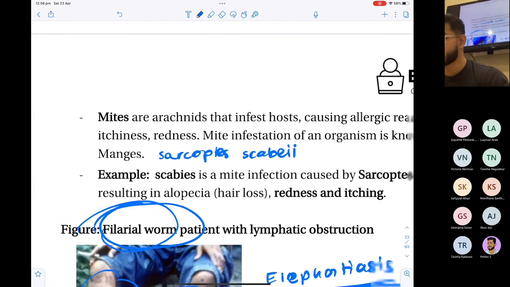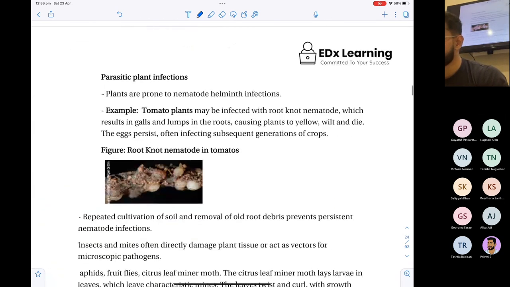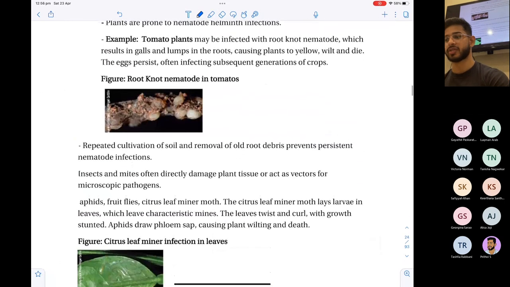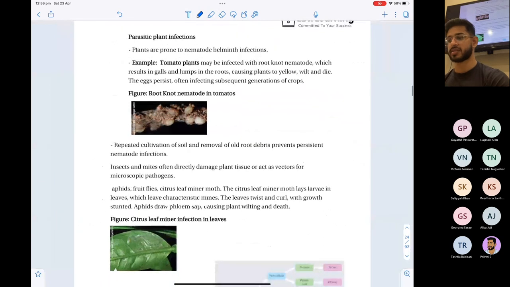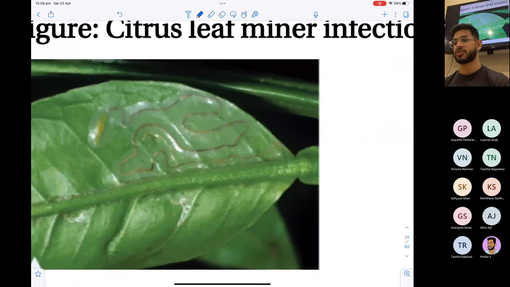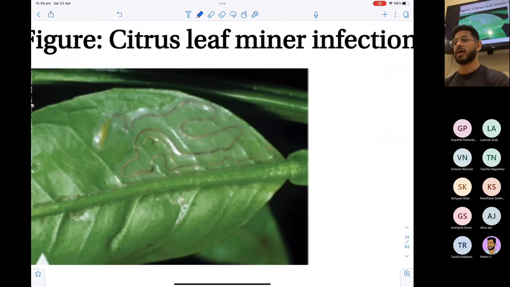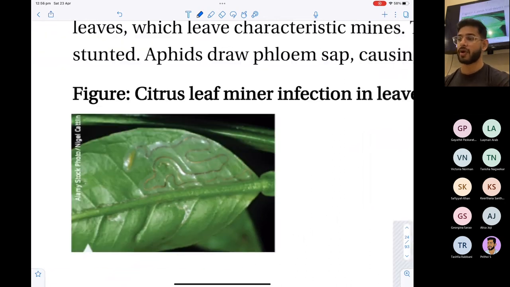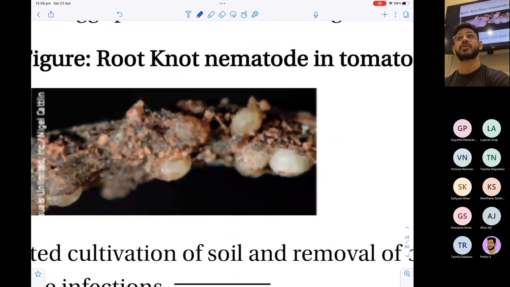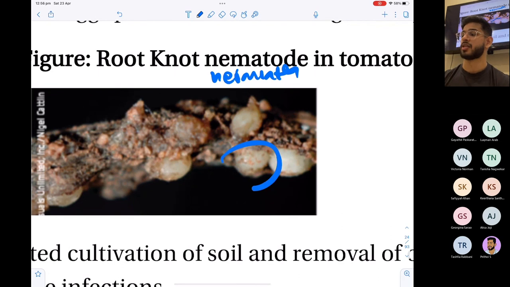All right, we've got about 4 minutes. We've gone through ecto and endoparasites. Plant infections, I just want you to have a read of this section. It's very similar key points. There are certain worms or helminths that affect plants. You can see a citrus leaf miner. This is the worm on the underside of the plant leaf. And there are certain nematodes. This is another helminth or worm-like pathogen. I'm just going to write helminth. But these are the eggs at the root of the nematode infection, okay?